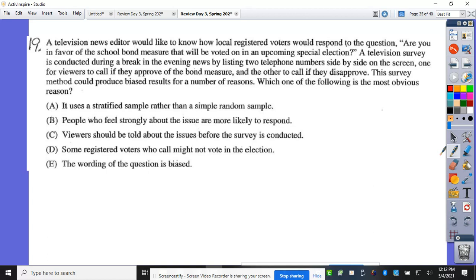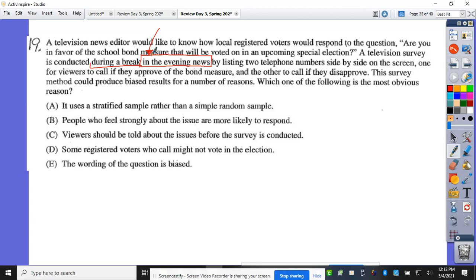A television survey is conducted during a break in the evening news, which means what at this point? If I am conducting a survey during a break in the evening news, am I getting a good sample? So am I only targeting certain people? Yes. Which means what's that word? Bias. Yes, more specific. There's a sampling issue.